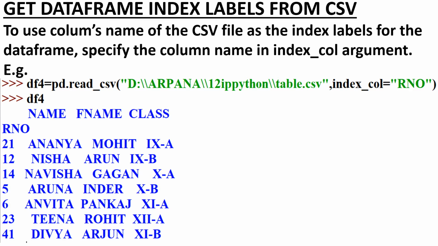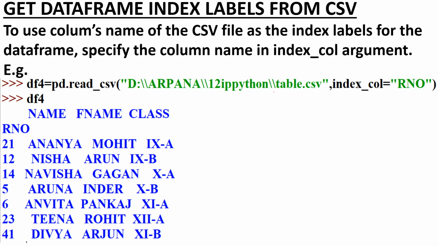Now if you want to get the data frame index labels from the CSV file, so if you want to use a column coming from the CSV file as index label for the data frame, then you have to use the attribute index_col. So what will happen if you read the CSV file table.csv?